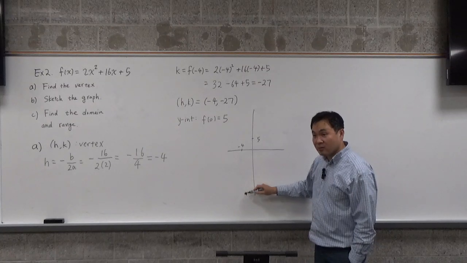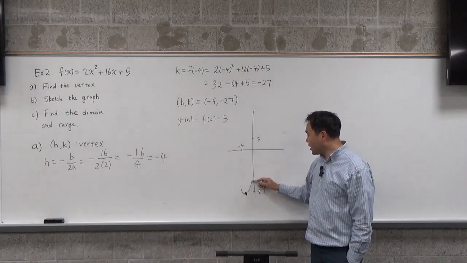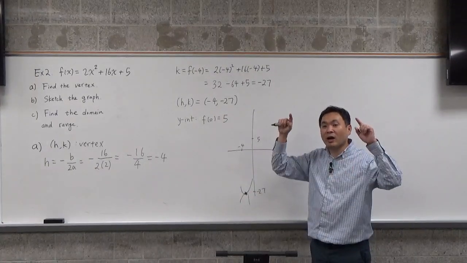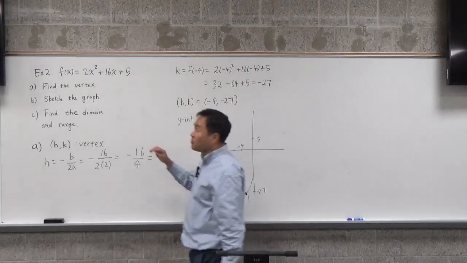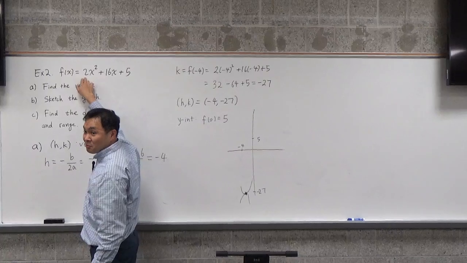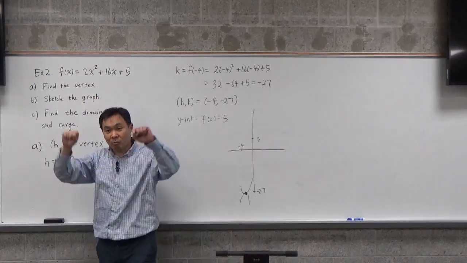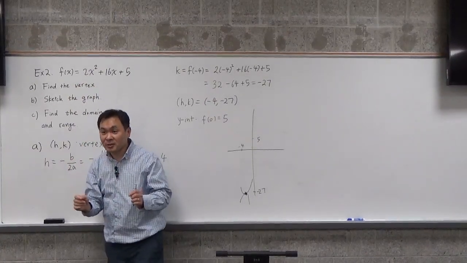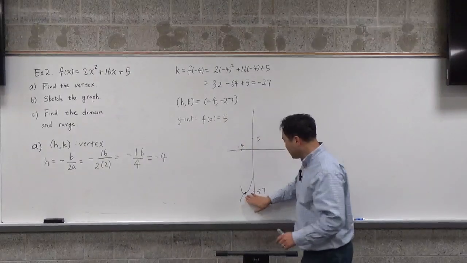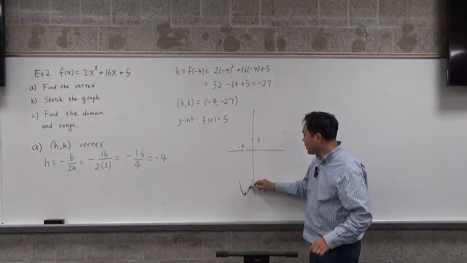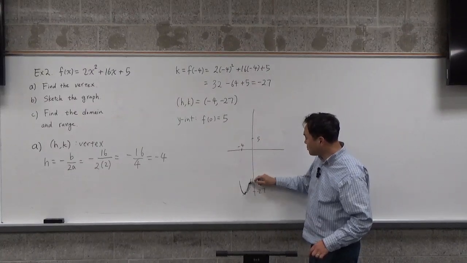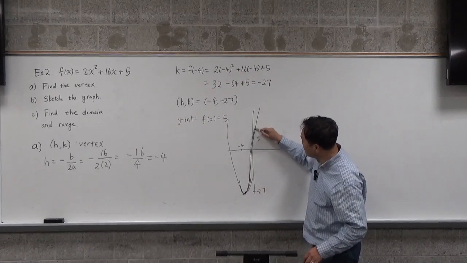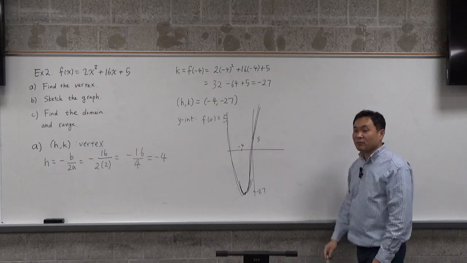Now this is the vertex. So at the vertex it's either this way or this way. Which one is it? It goes up. Why is that? Because if you look at the coefficient of x squared, what do you have? It's positive 2. If it's positive, it opens up. If this number is negative, like our previous example, it opens down. So this opens up. And because it also has to pass through this point, it must be something like this. It's very narrow. So that's the graph.